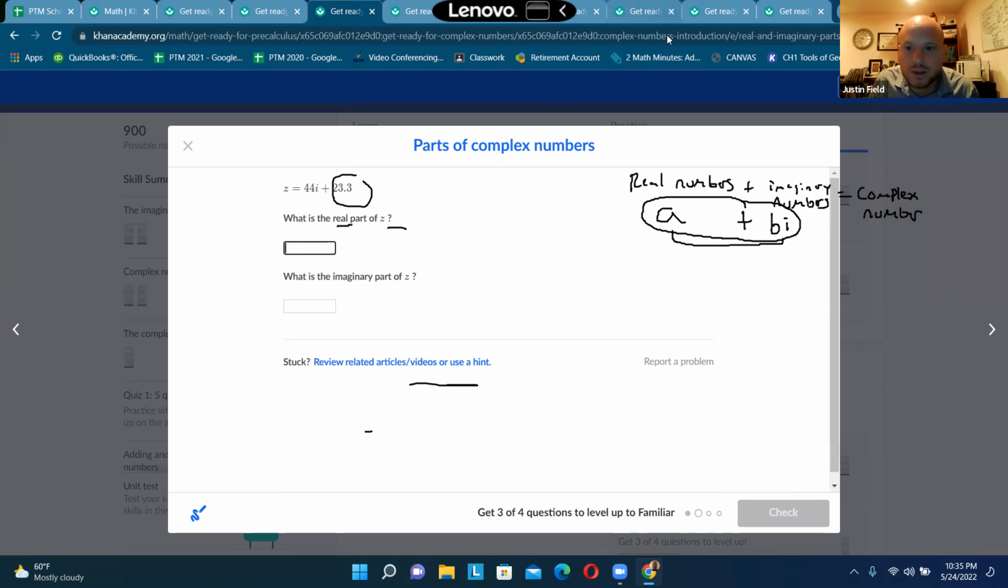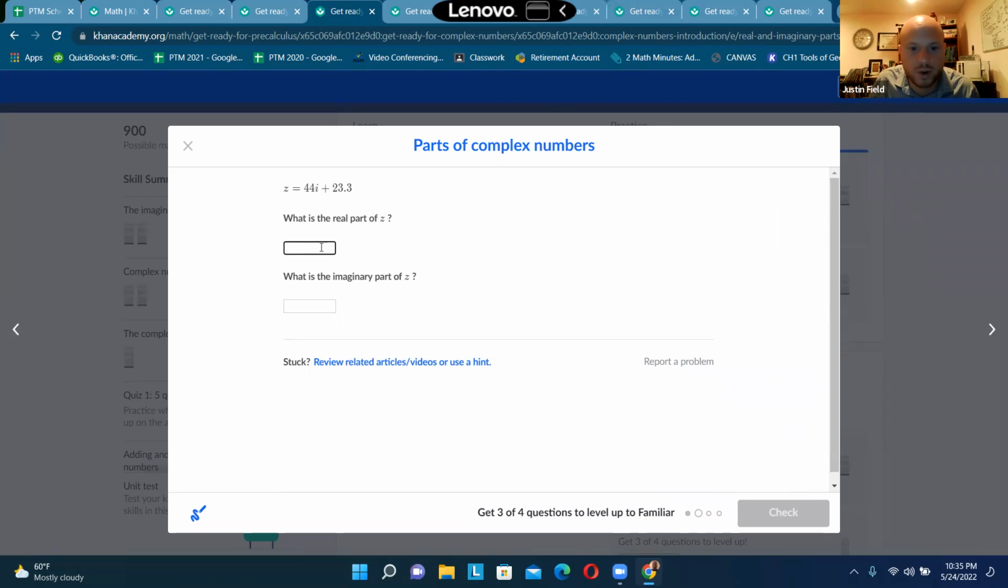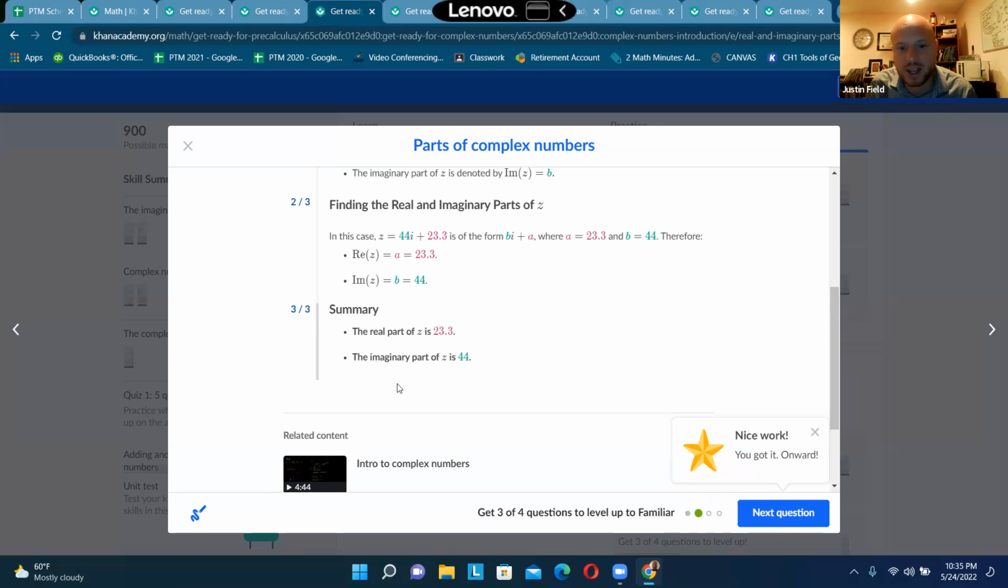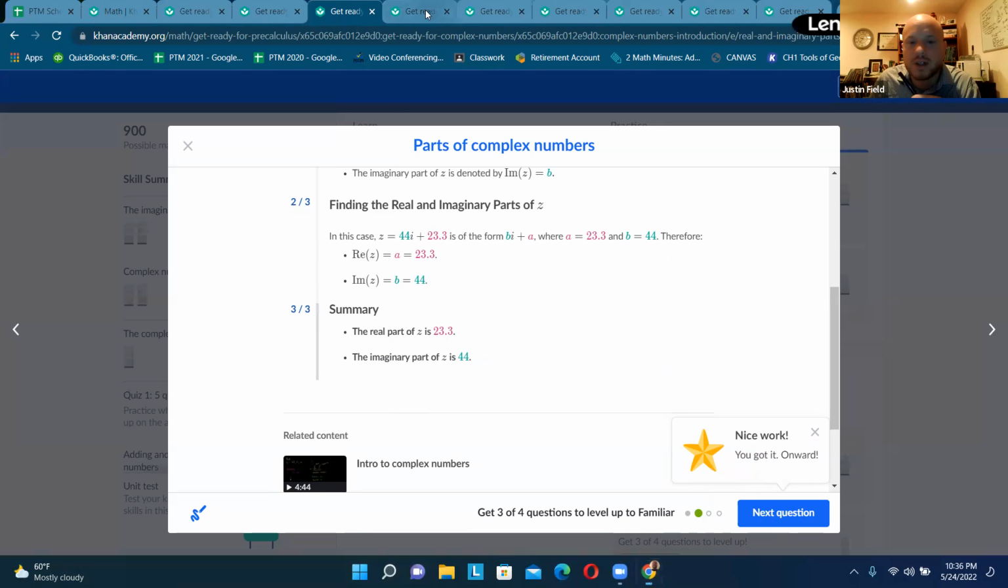And so we know that this is 23.3, and the imaginary part is only the 44. Ta-da. But we better look at what they have to say about it. As you can see, I forgot. In this case, it's of the form bi plus a. I said that. Therefore, in summary, the real part and the imaginary part. All right, so there you go.